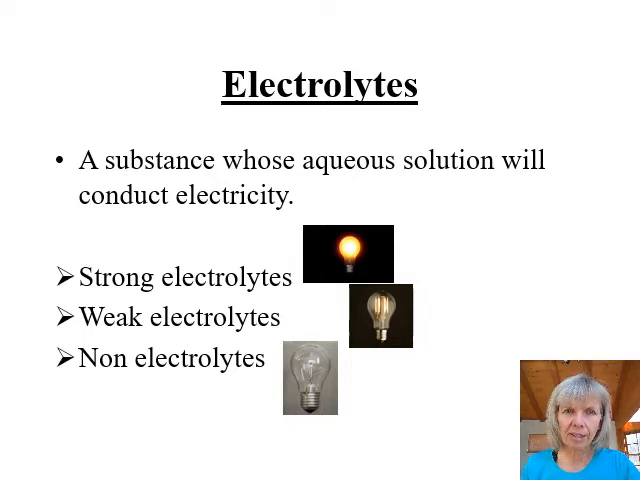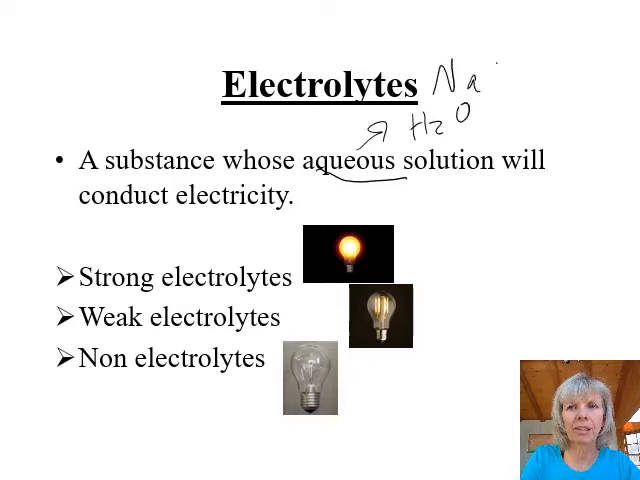An electrolyte is a substance whose aqueous solution will conduct electricity. An aqueous solution, again, means something that is dissolved in water. For example, we looked at NaCl. We would write the physical state (aq), meaning it's aqueous. So an electrolyte is when you have an aqueous solution and it conducts electricity.